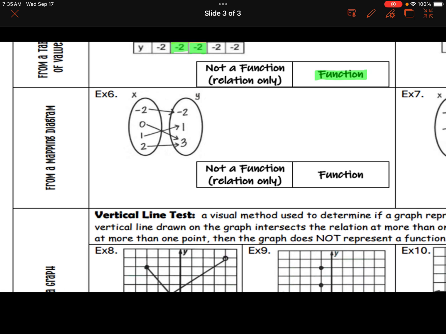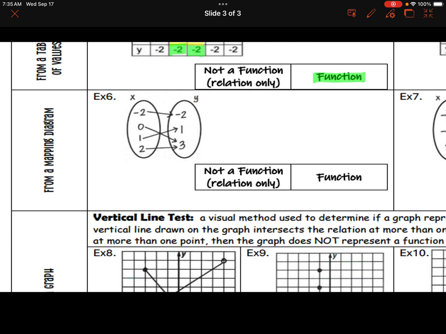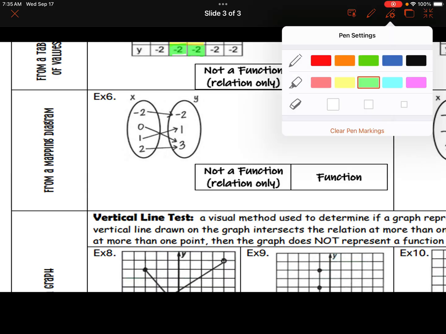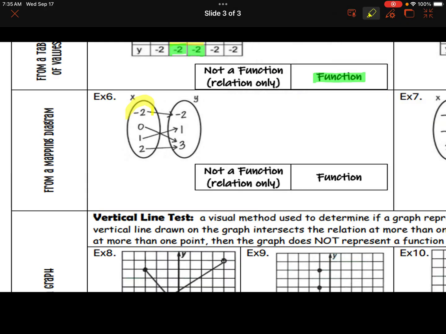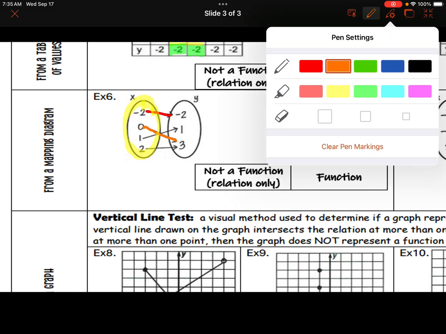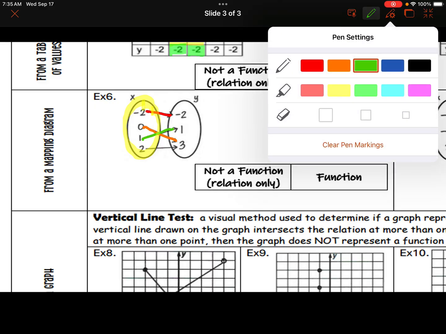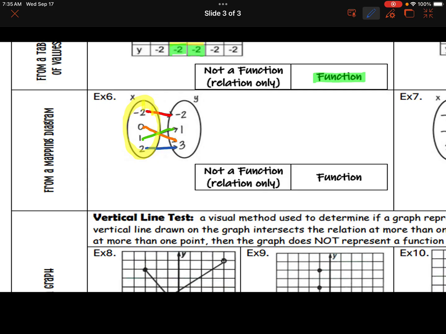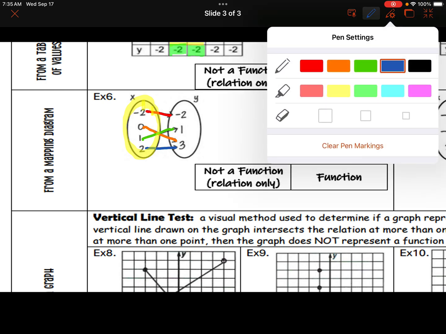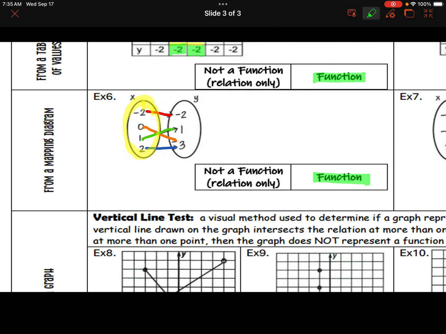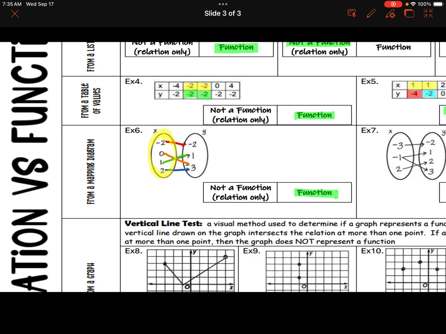Okay, what if they gave it to me as a set of ordered pairs in a mapping diagram? Well, again, my focus is right over here, the input bubble. And so if I look, -2 has 1 arrow coming out of it. My next one, 0 has 1 arrow coming out of it. 1 has 1 arrow coming out of it. And 2 has 1 arrow coming out of it. So each input has been paired with exactly 1 output. So this is meeting the function test. So this relation is a function.